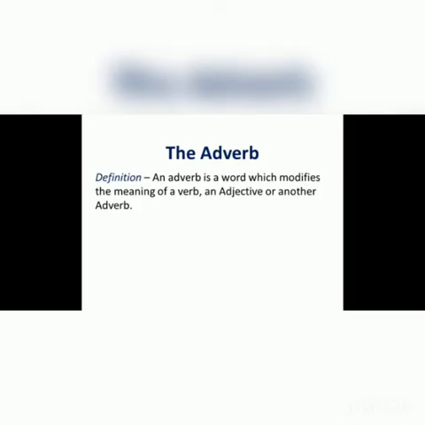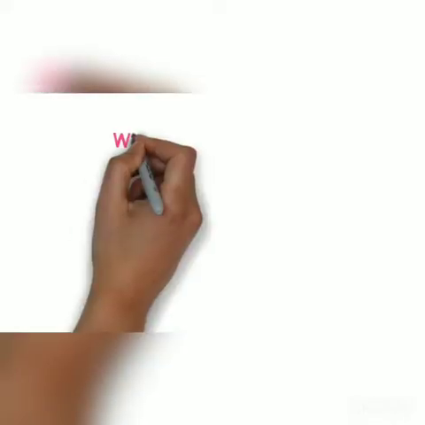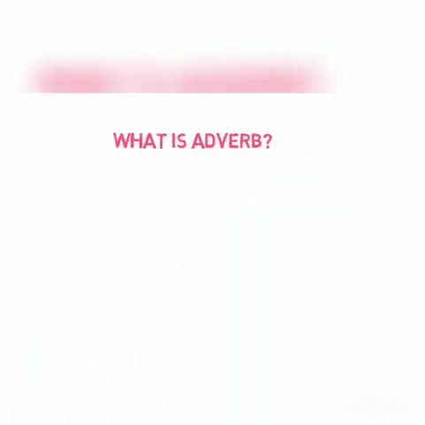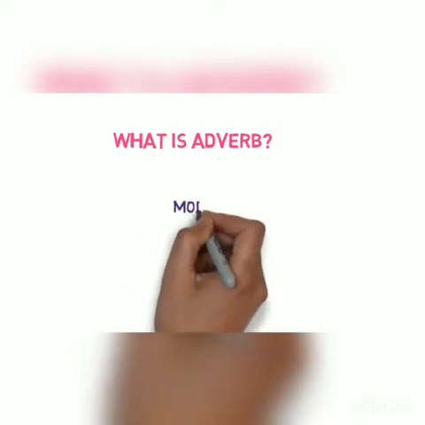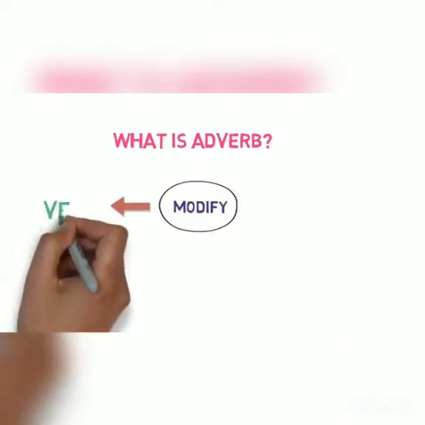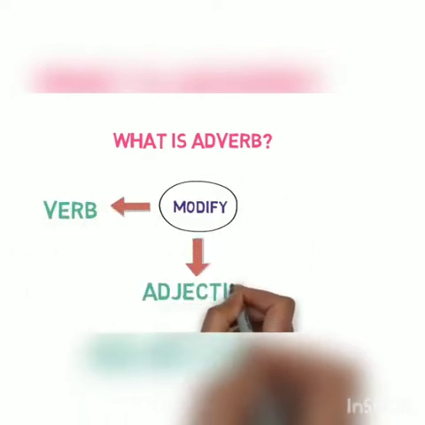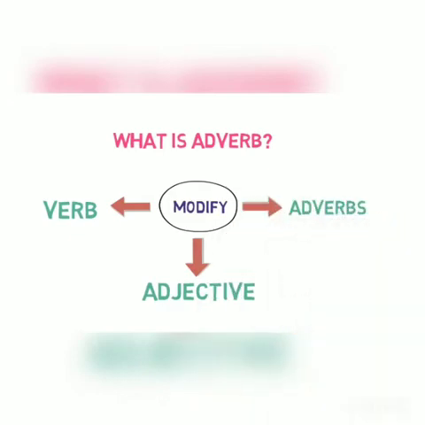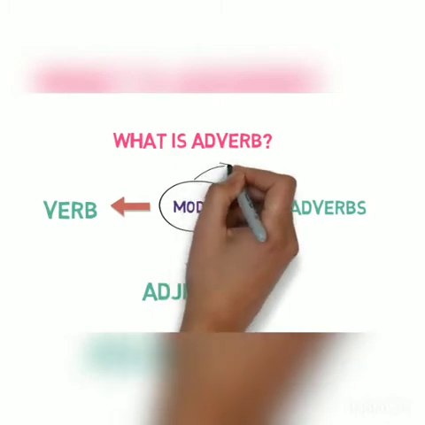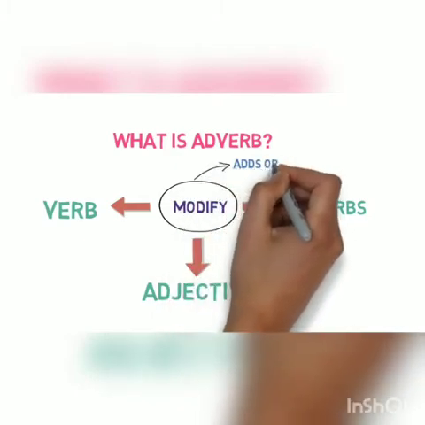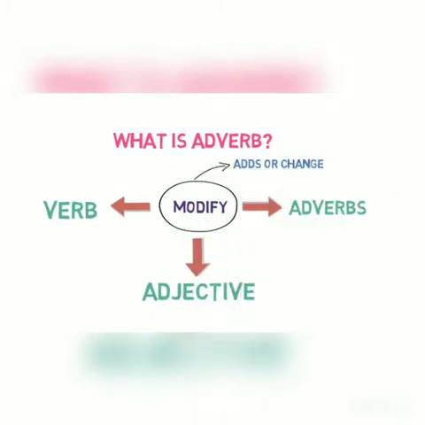Today we're going to talk about the adverb definition. An adverb is a word which modifies the meaning of a verb, an adjective or another adverb. So, what is an adverb? An adverb is a word that modifies a verb, adjective or an adverb in any sentence. What does modify mean here? It means it adds or changes the meaning of a verb, adjective, or adverb in any sentence.